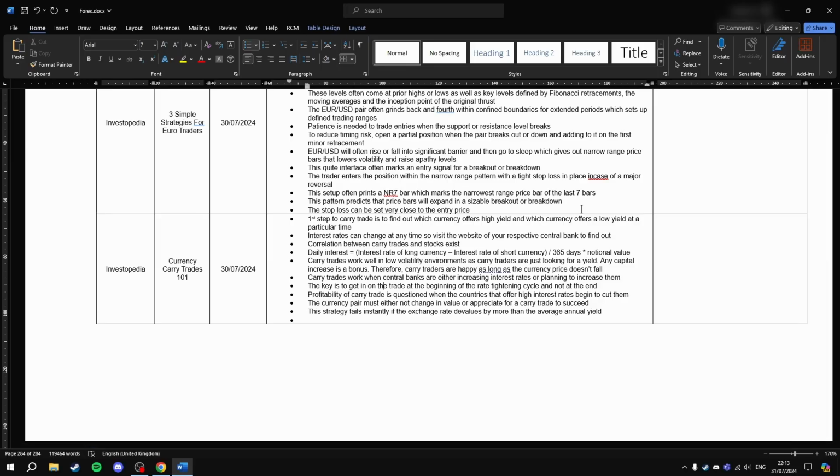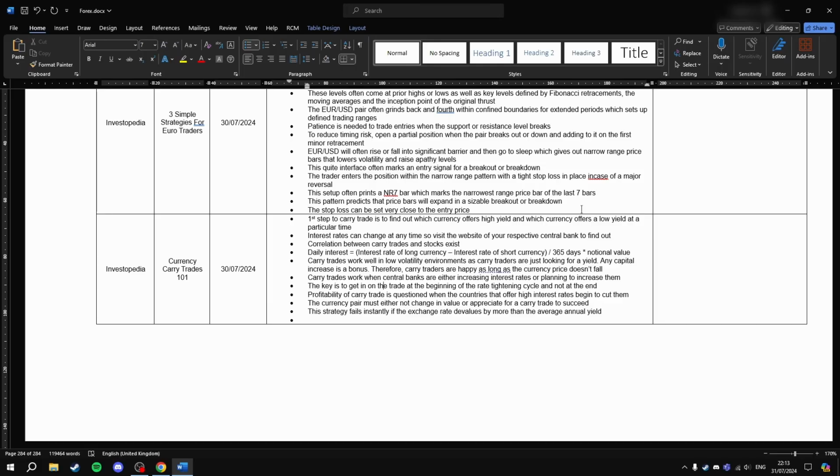Daily interest is equal to the interest rate of your long currency minus the interest rate of your short currency, divided by 365 days times the notional value. So carry trades work well in low volatility environments, as carry trades are just looking for a yield. Any capital increase is a bonus, so therefore carry traders are happy as long as the currency price doesn't fall. Carry trades work when the central banks are either increasing interest rates or planning to increase them.